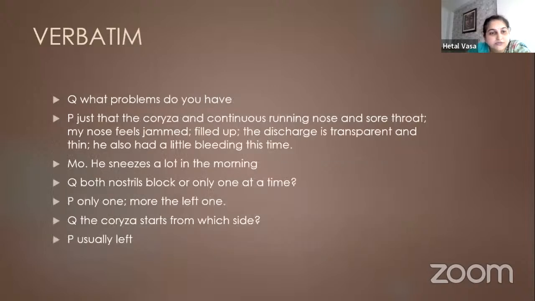So what problems do you have? Just the coryza and continuous running nose and sore throat. My nose feels jammed, filled up. The discharge is transparent and thin. Mother says he also had a little bleeding this time. He sneezes in the morning, and it is predominantly left-sided. The left side of the nose gets blocked.